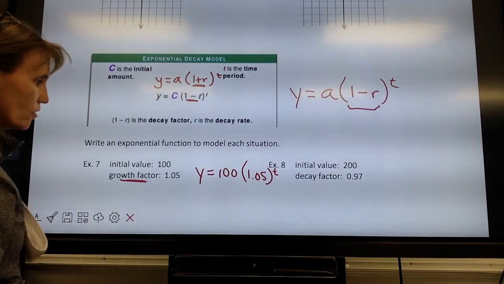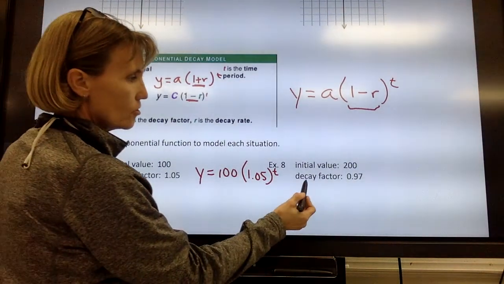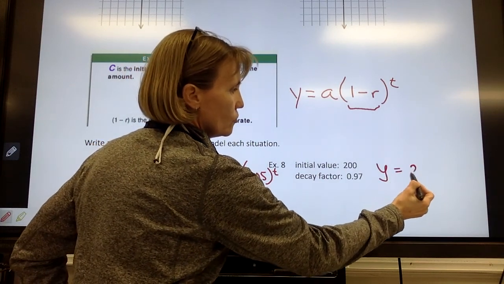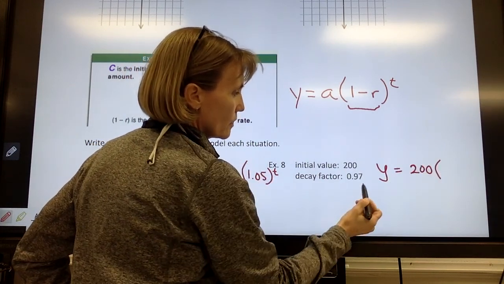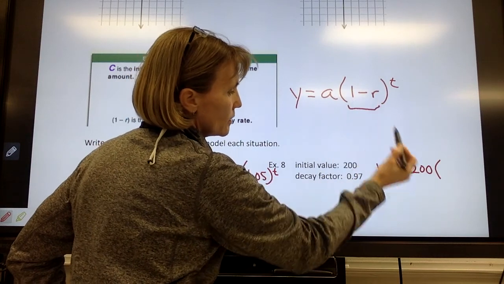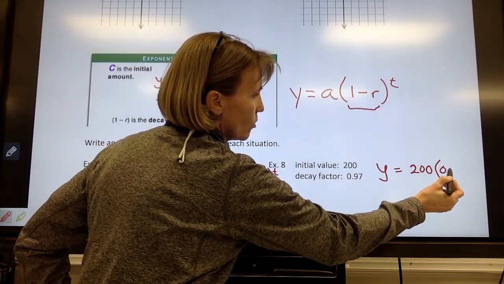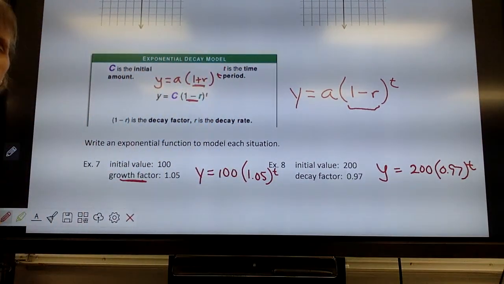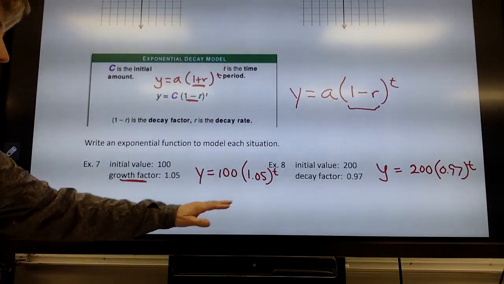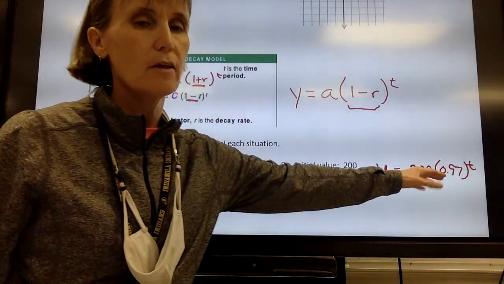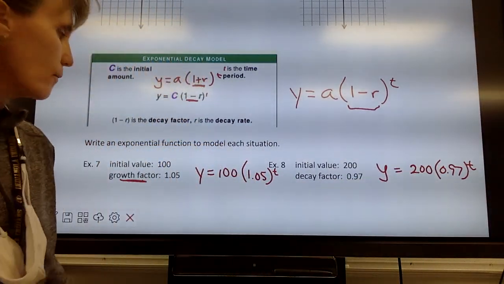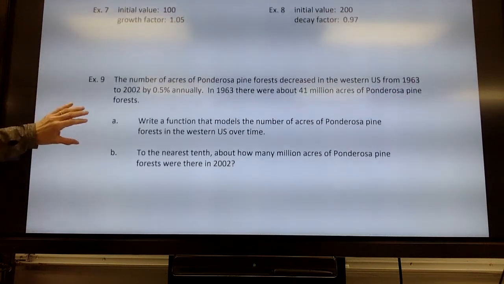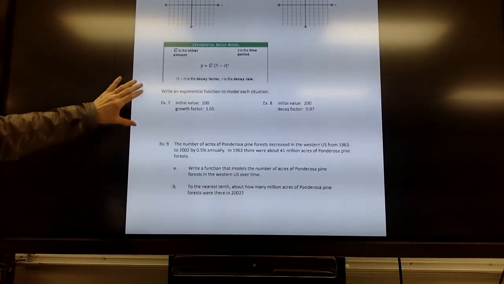So here's my function. Okay, here's a decay factor. So I would say Y equals 200, and then this is my decay factor. This is what I'm replacing here. So that would be 0.97 raised to the T. Okay, and now as soon as I give you an amount of time, then you could plug in your time, and then you could actually evaluate that and figure out what that equals.